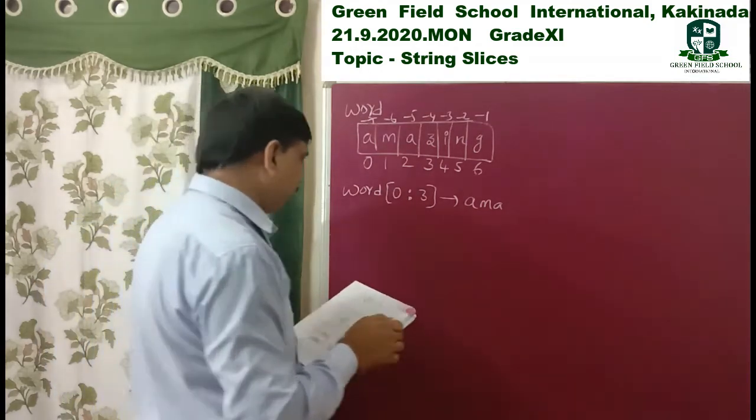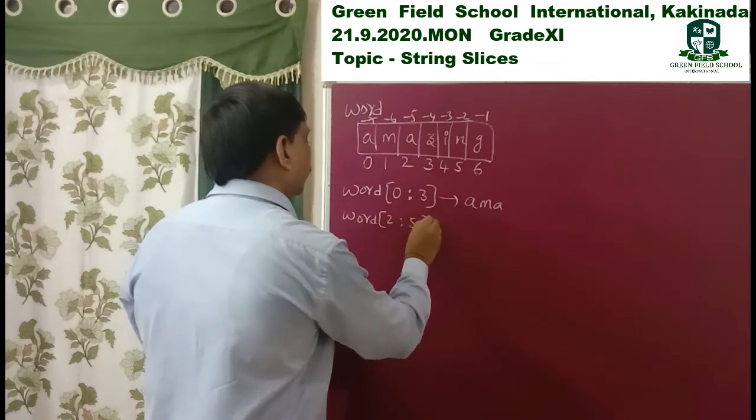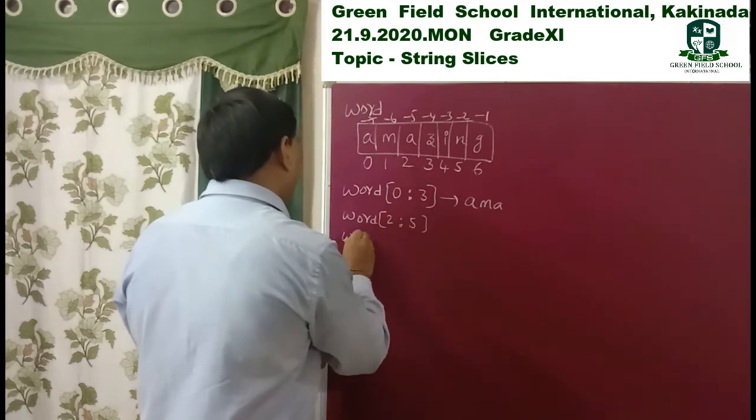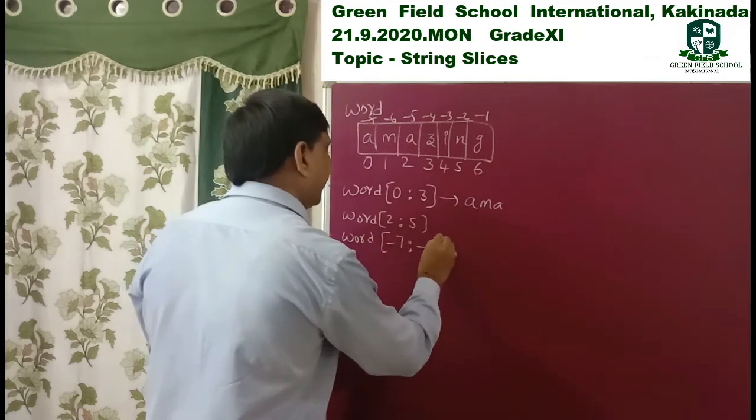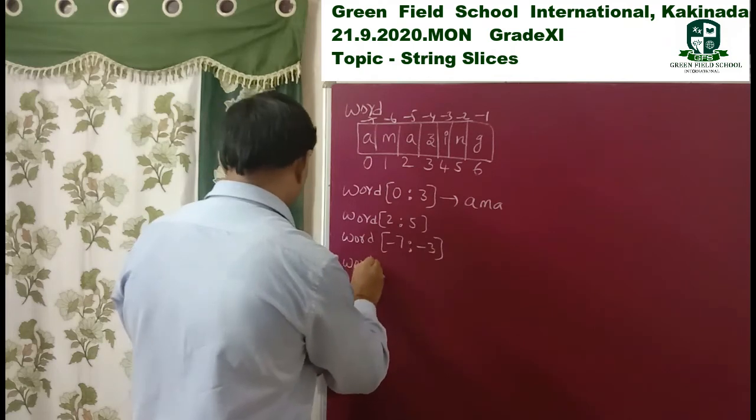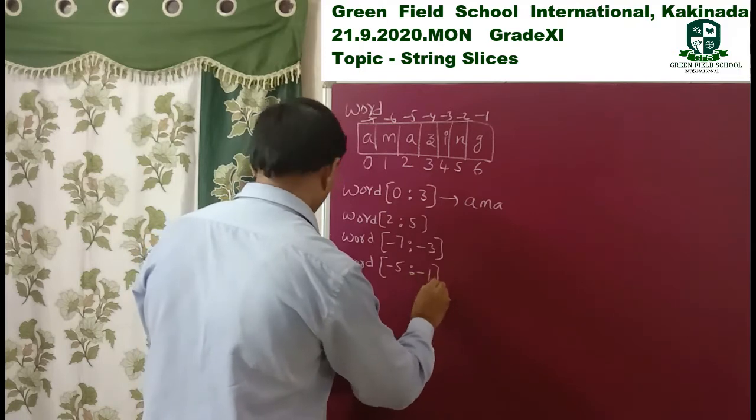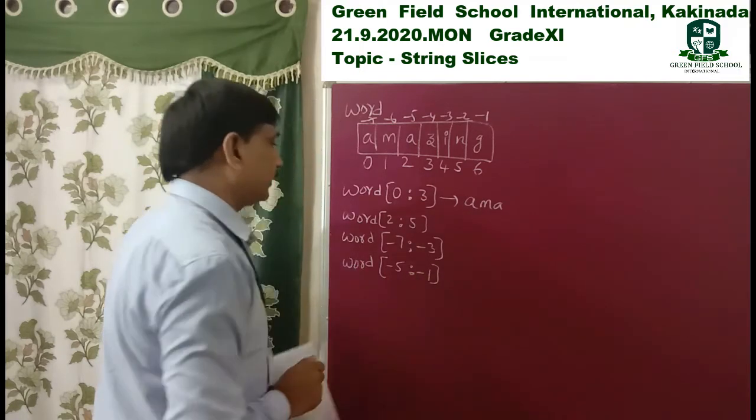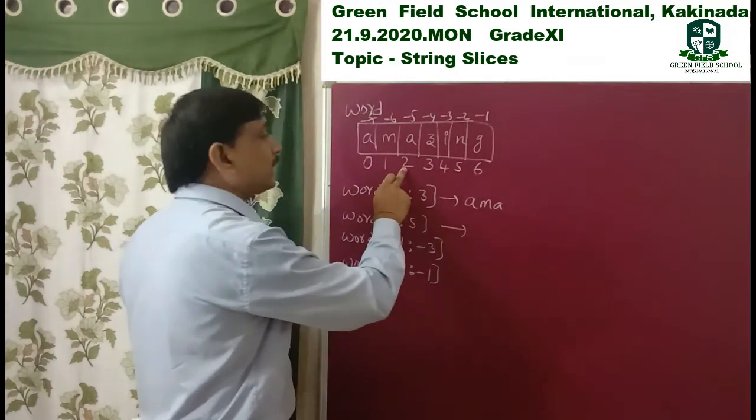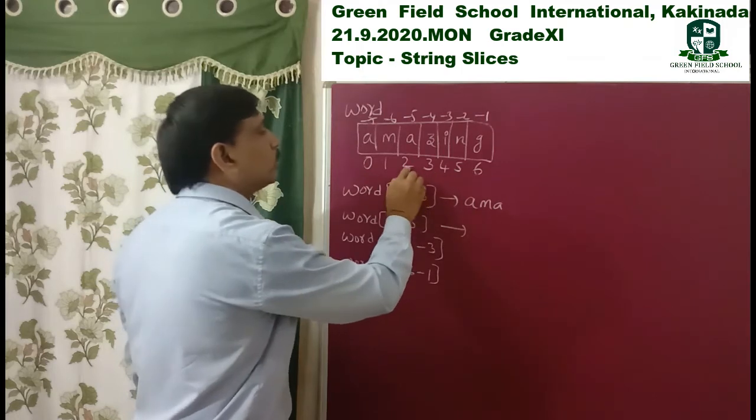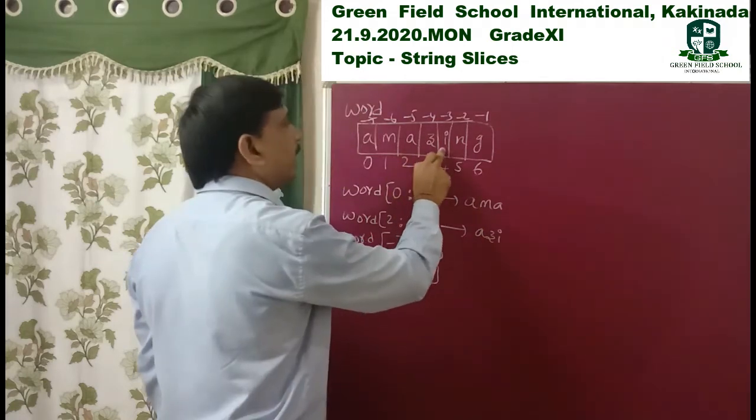Okay. In the next examples, I write here word of 2 to 5, word of -7 to -3, and word of -5 to -1. Then what will happen? It prints word of 2 to 5, starting from 2 to 5. 5 minus 1, 4. So 2, 3, 4, we print A, Z, I. It prints only A, Z, I.